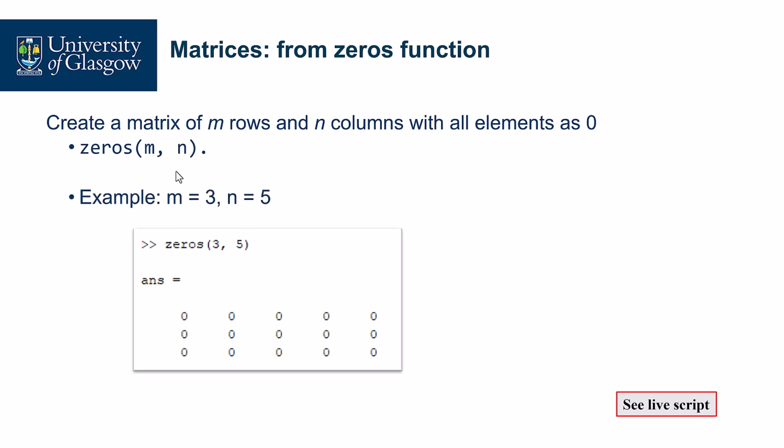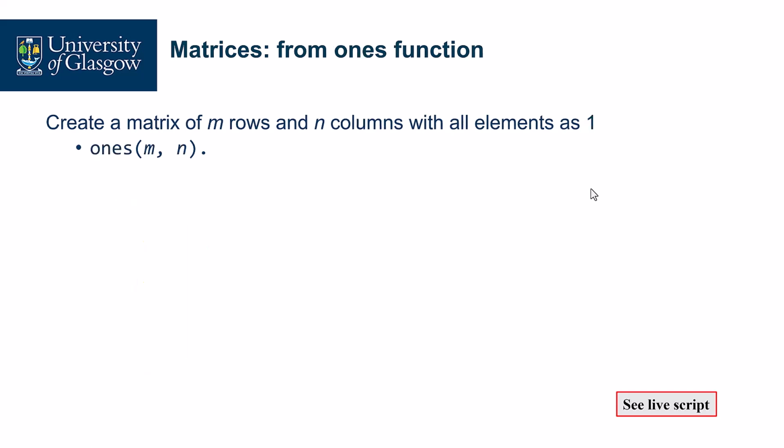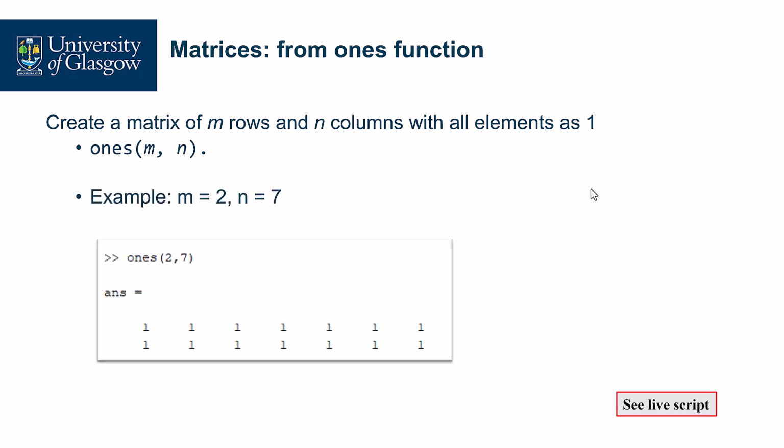So let's see an example. m equals 3, n equals 5. We can see zeros(3, 5). This generates a 3 by 5 matrix composed of all 0. 3 rows, 5 columns. Similarly, we can use the ones function. ones(m, n). As you may guess, this generates the m by n matrix, but the elements are not 0, this time they are 1. In the example, m equals 2, n equals 7. So ones(2, 7) generates 2 rows and 7 columns, a matrix of 1s.